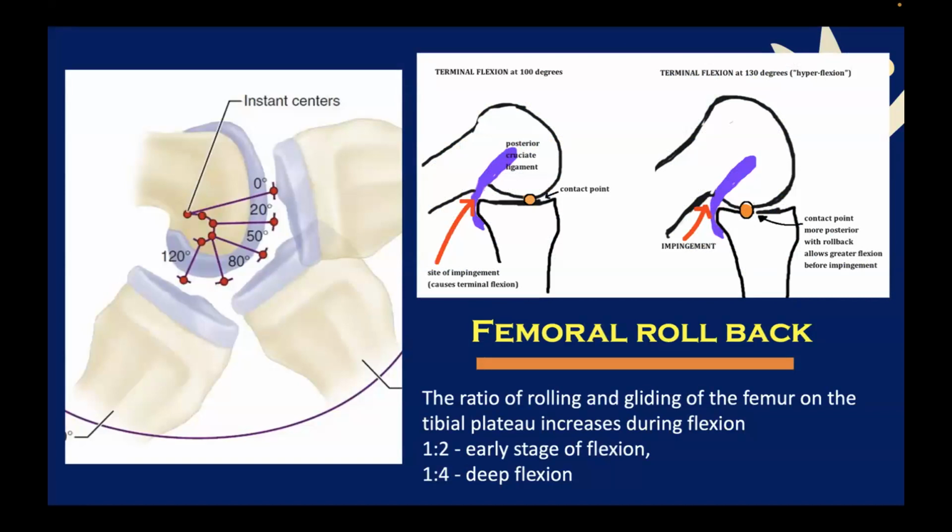When the knee rolls back, there is a combination of rolling and gliding. So you can see here that the contact point keeps changing, and this avoids the posterior impingement. So the ratio of rolling and gliding of femur and tibia increases during flexion, and it is 1:2 in the early stage of flexion, and it becomes 1:4 in the deep flexion.